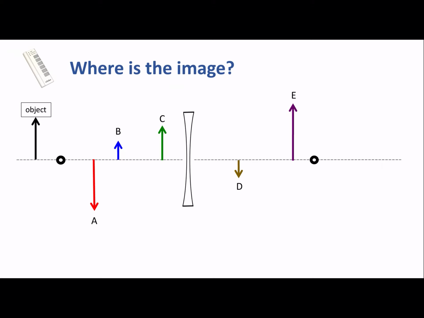All right. So where is the image for this object? We have an object sitting here. We have a diverging lens. You can kind of tell by the shape of it. Where is the image that this object creates?